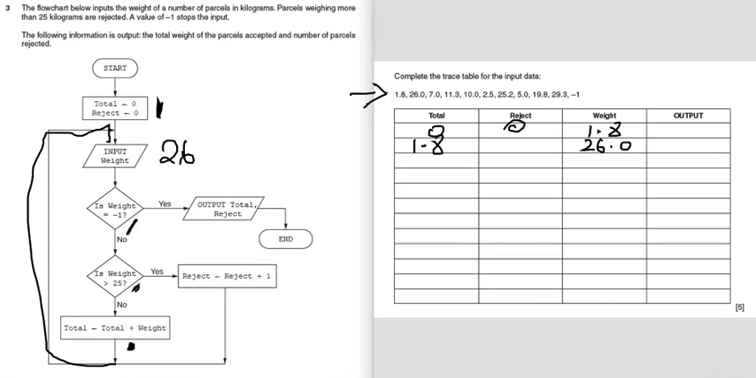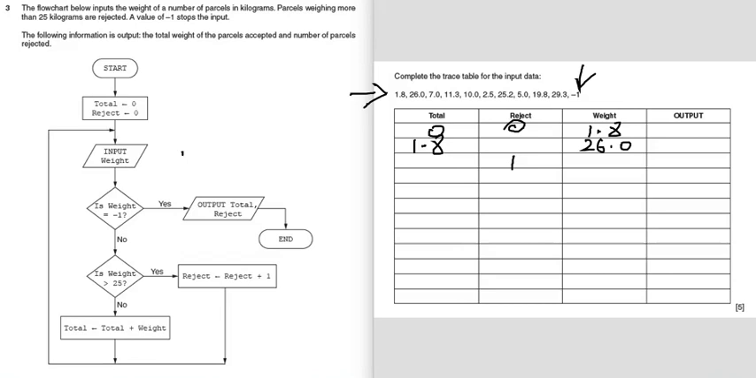And is the weight equal to -1? It isn't, and actually we can see there's only one input that's -1, and that's the end, so we can pretty much skip this. Is the weight greater than 25? It is, so we're going to go along this path here. Reject gets increased to 1, so we have to do that on the next line. And then we're basically looping around again and inputting our next weight, which is 7.